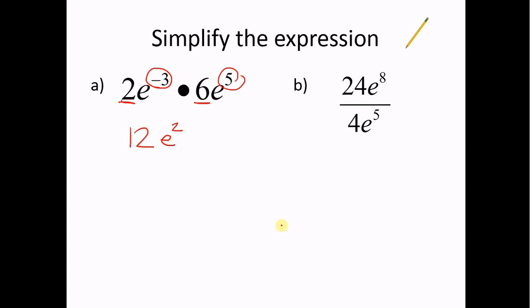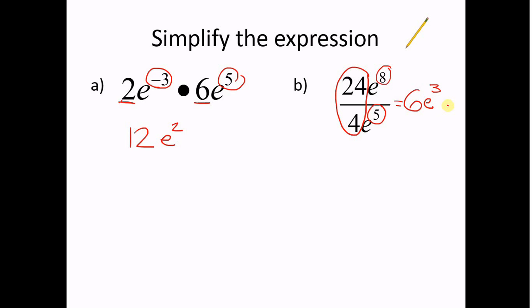What about b here? So just like last time, we're going to simplify here. 24 over 4, that is 24 divided by 4. That's just 6, right? And then what are we going to do with these exponents right here? This 8 and this 5. There's division, right? So division, we would subtract. So we're going to go 8 minus 5, 3. So we have 6e to the 3rd.